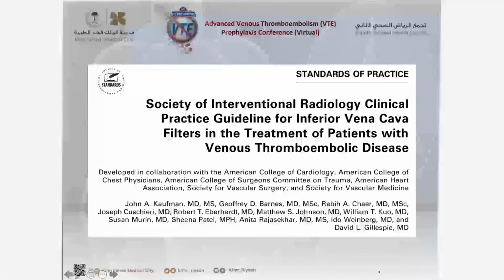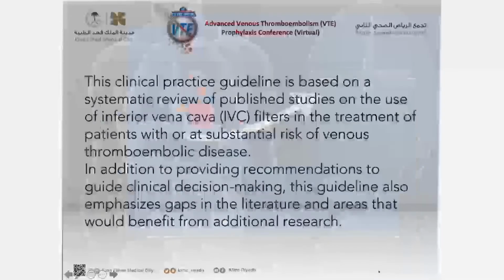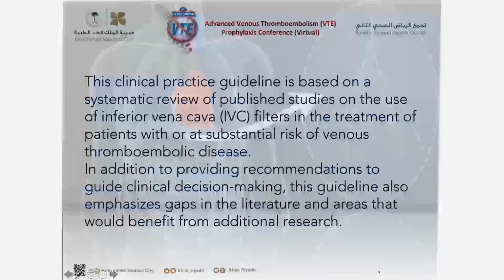Now, this aired the need for the clinical practice guidelines, and here is an interesting paper from the Society of Interventional Radiology in collaboration with lots of societies: the cardiac, the thoracic surgeon, the trauma surgeon, vascular surgeon, and just physicians. This clinical guideline is based on a systematic review of published studies, around 34 studies with a set of around 18 questions.